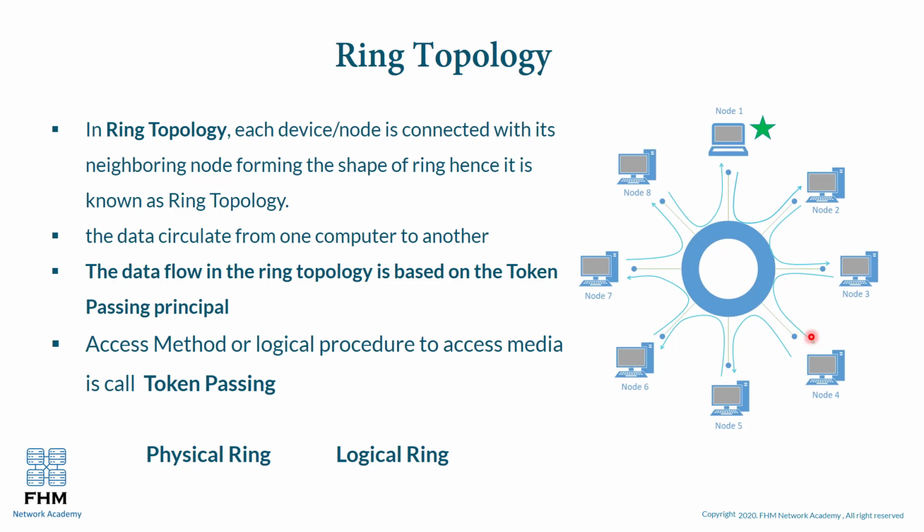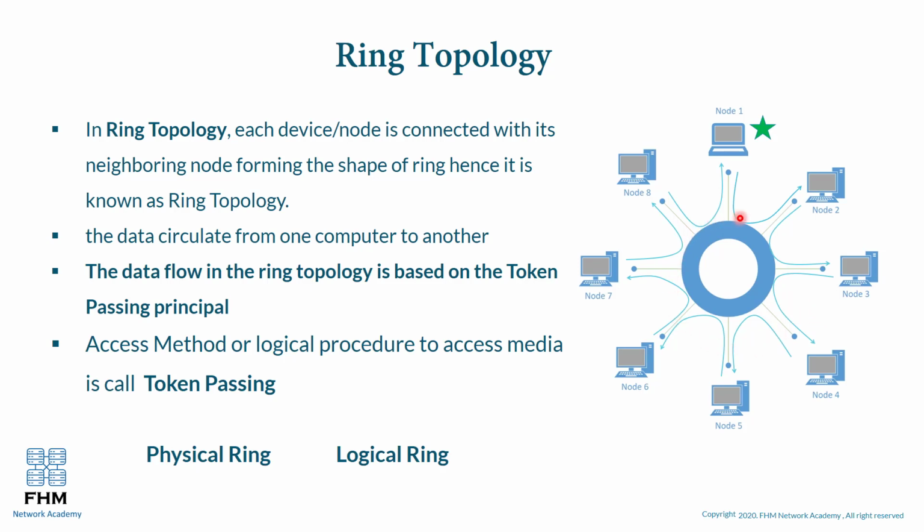The data flow is in one direction. It has no terminated end like bus topology. Each node is connected to another node and has no termination point. The data in a ring topology flows in a clockwise direction.